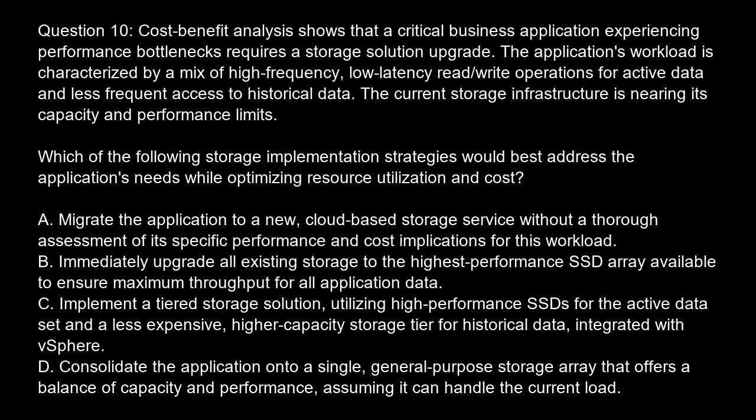Option A. Migrate the application to a new cloud-based storage service without a thorough assessment of its specific performance and cost implications for this workload. Option B. Immediately upgrade all existing storage to the highest performance SSD array available to ensure maximum throughput for all application data. Option C. Implement a tiered storage solution, utilizing high-performance SSDs for the active data set and a less expensive, higher-capacity storage tier for historical data, integrated with vSphere. Option D. Consolidate the application onto a single, general-purpose storage array that offers a balance of capacity and performance, assuming it can handle the current load.